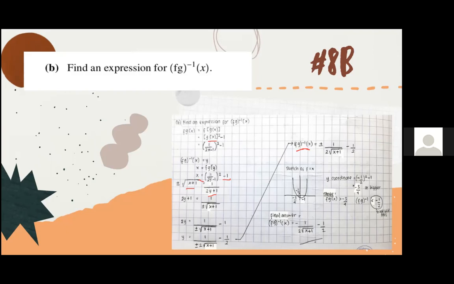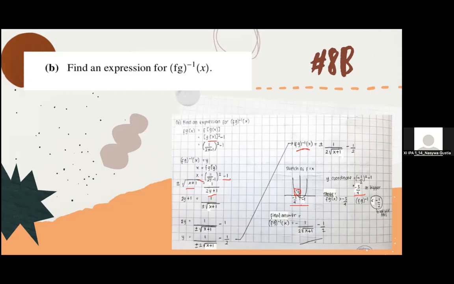So I drew the sketch of x squared minus 1 here and put the negative 1 over 2 on the x part. And to find the y coordinate, we can use the x squared minus 1 formula. So negative 1 over 2 squared minus 1 equals to negative 3 over 4. Therefore, the range of fg of x will be negative 3 over 4 or bigger.